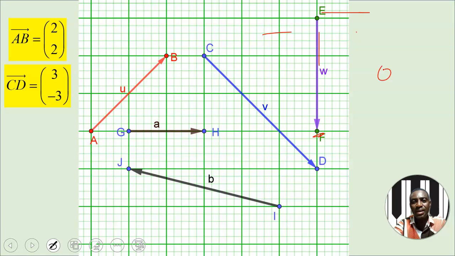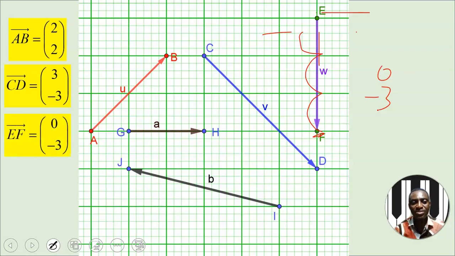But on the y-axis, I'm moving downwards, so 1, 2, 3, and that will give me (0, -3). Good. So that becomes this. Now you can pause the video for a moment and try for the vector GH and vector IJ.